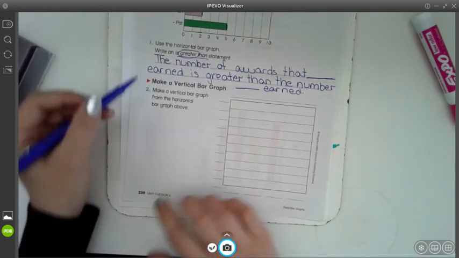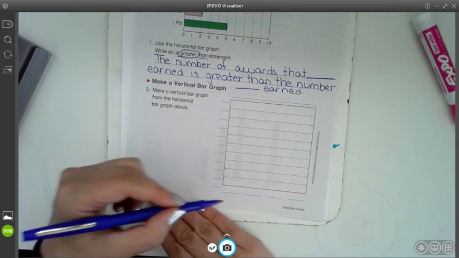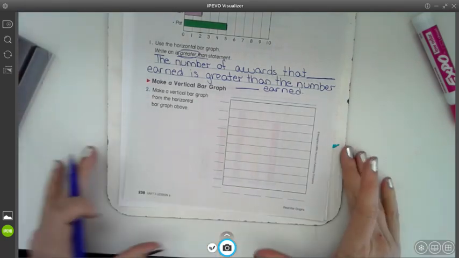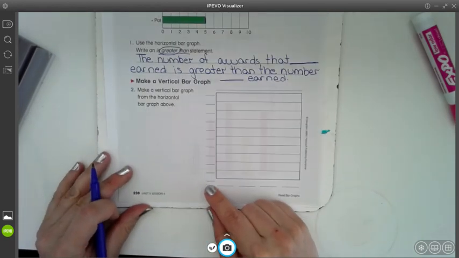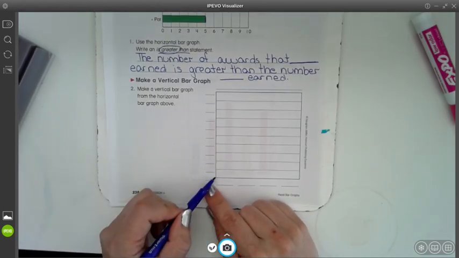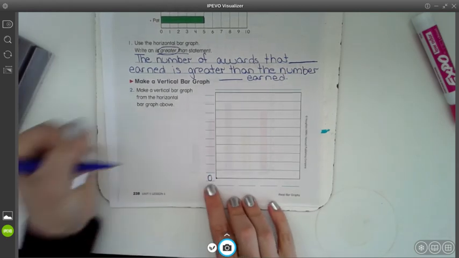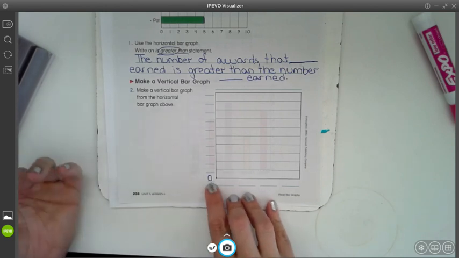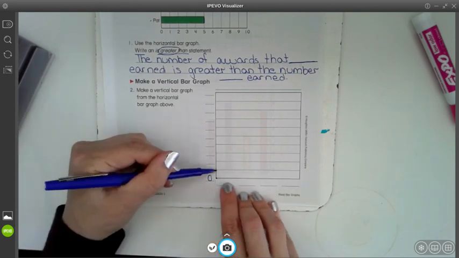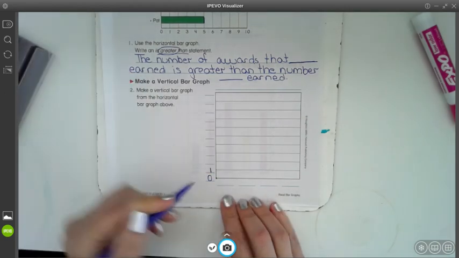Okay, your next step in this piece is to create a vertical bar graph from the horizontal bar graph below. Now remember, the most important piece, I'm going to let you create this data and information, but what number do we want to make sure we start with? We always start with 0, because if someone had not earned an award, their data would not go up. So you would have 1.